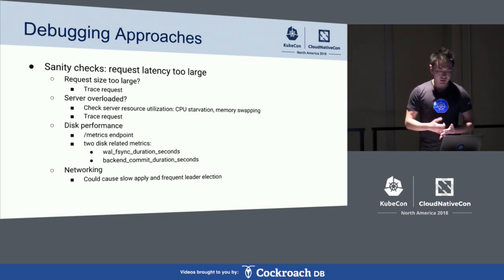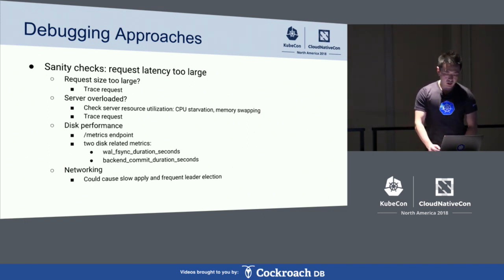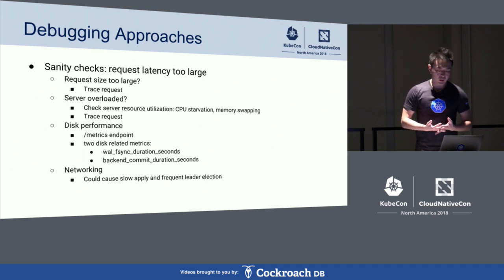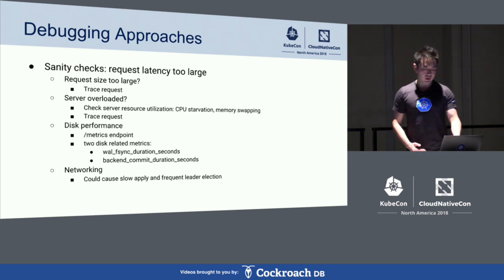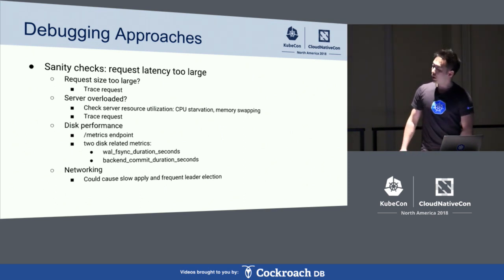Another possible reason is that the server is overloaded. Your request might be small, but there are other large, expensive requests that are utilizing all the server resources. Another possible reason could be pure disk performance. A way to check that is, etcd has this /metrics endpoint that you can use. It exposes lots of metrics. I've listed 2 metrics that are directly related to disk performance here. And it could also be a networking issue.